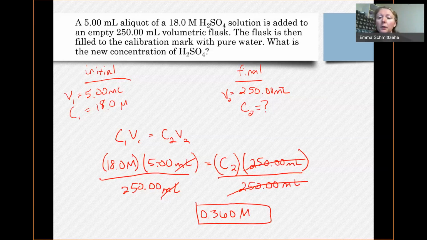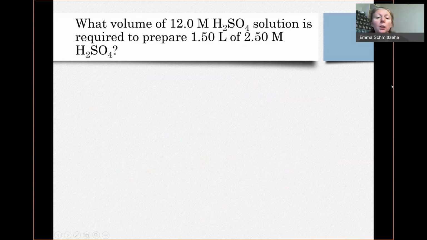Okay, now one other thing is a lot of times we don't just take a portion and dilute it and say what concentration did it end up to. A lot of times we have a goal. We want a particular concentration and we calculate what we're going to need and get that. Okay, so let's look at a version that way. So here I say what volume of a 12 molar sulfuric acid solution is required to prepare 1.5 liters of 2.5 molar sulfuric acid. So we have a goal in mind. We need 1.5 liters of 2.5 molar sulfuric acid. And we have a 12.0 molar stock solution to work with. And so I want to know how much of that do I need to take and dilute to 1.5 liters.